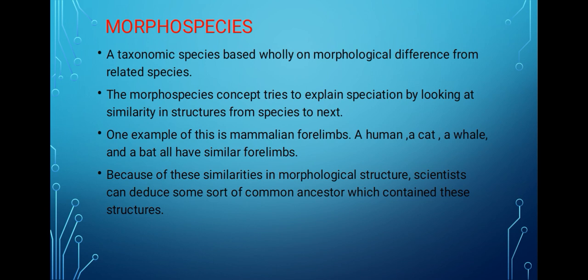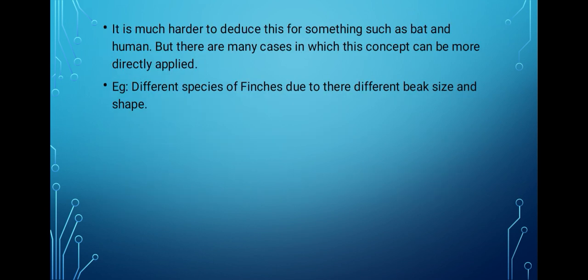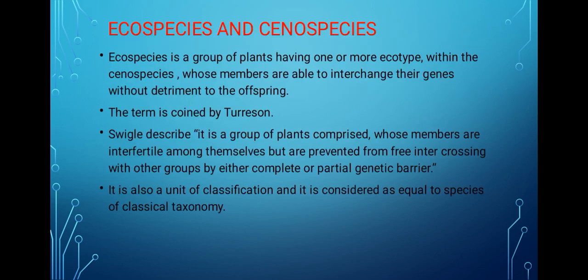A human, a cat, a whale, and a bat all have similar forelimbs. Because of the similarities in morphological structure, scientists can deduce some sort of common ancestor which contained these structures. It is much harder to deduce this for something such as a bat and a human, but there are many cases in which this concept can be more directly applied, such as different species of finches, due to their different beak size and shape.